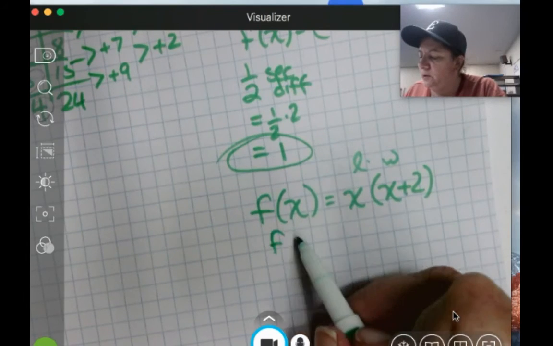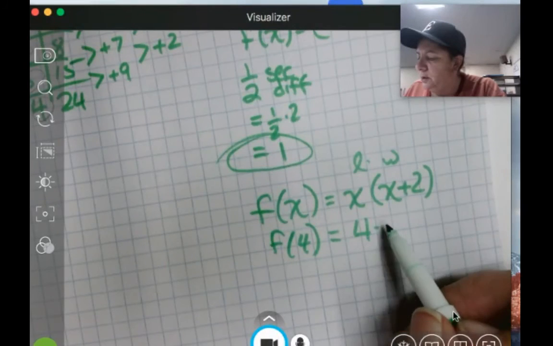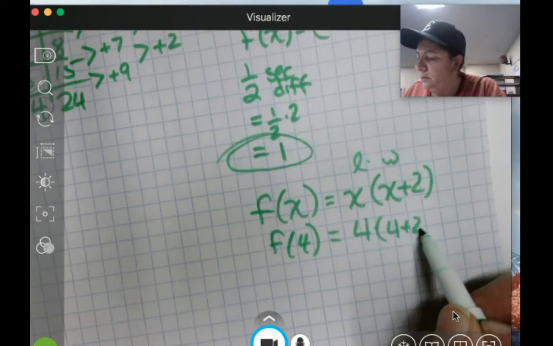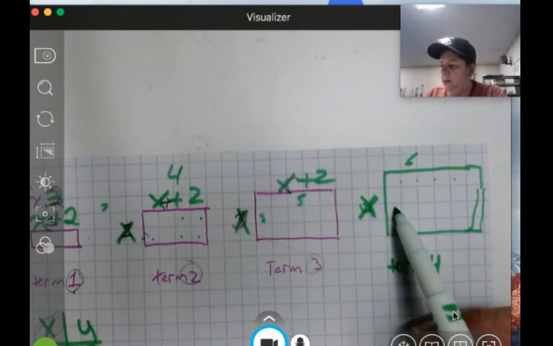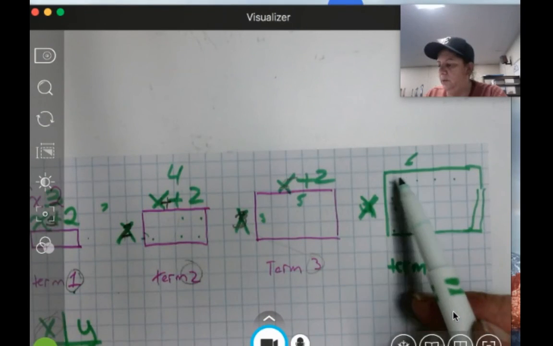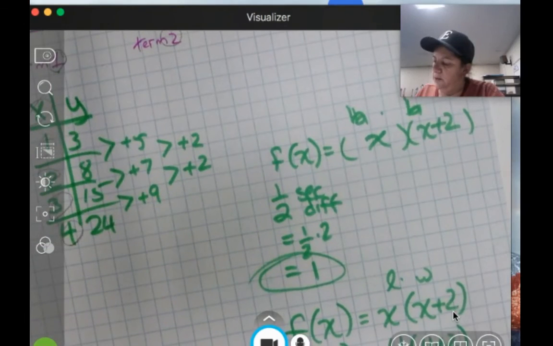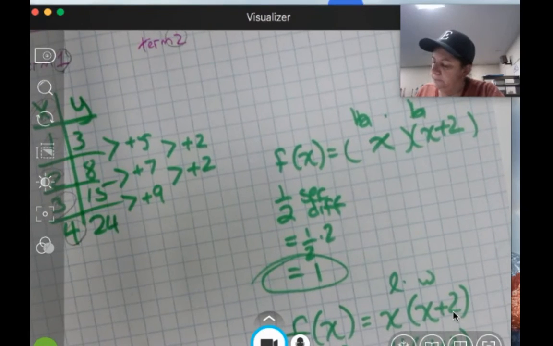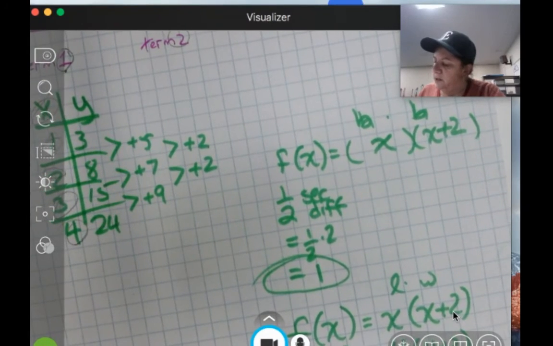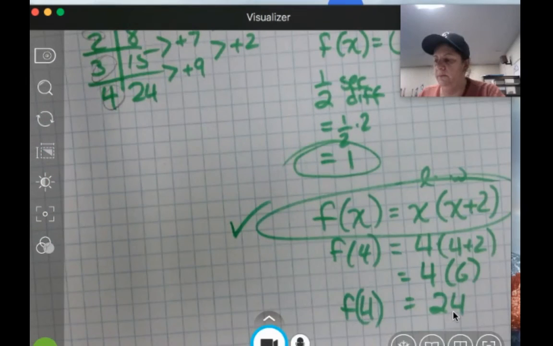But we should try it out. Let's make sure it works for f of 4. Is f of 4 equal to 4 times 4 plus 2? Like it literally is, right? 1, 2, 3, 4, and then 1, 2, 3, 4, 5, 6. So it literally is 4 times 6, so it's 24. Why did I just do that? I wanted to check and see if my equation worked. It works.